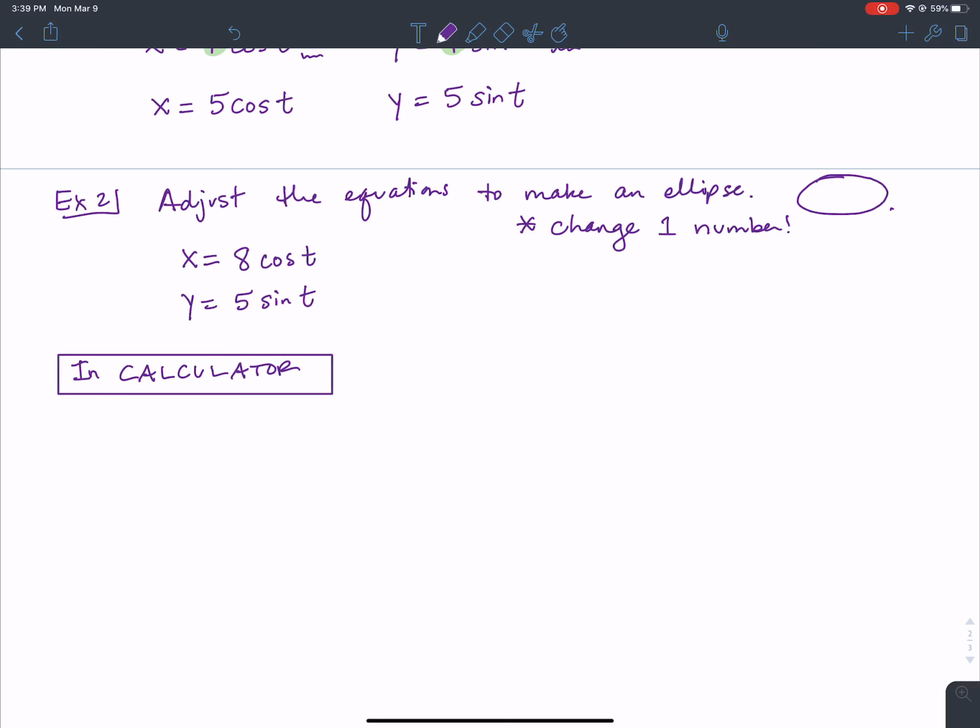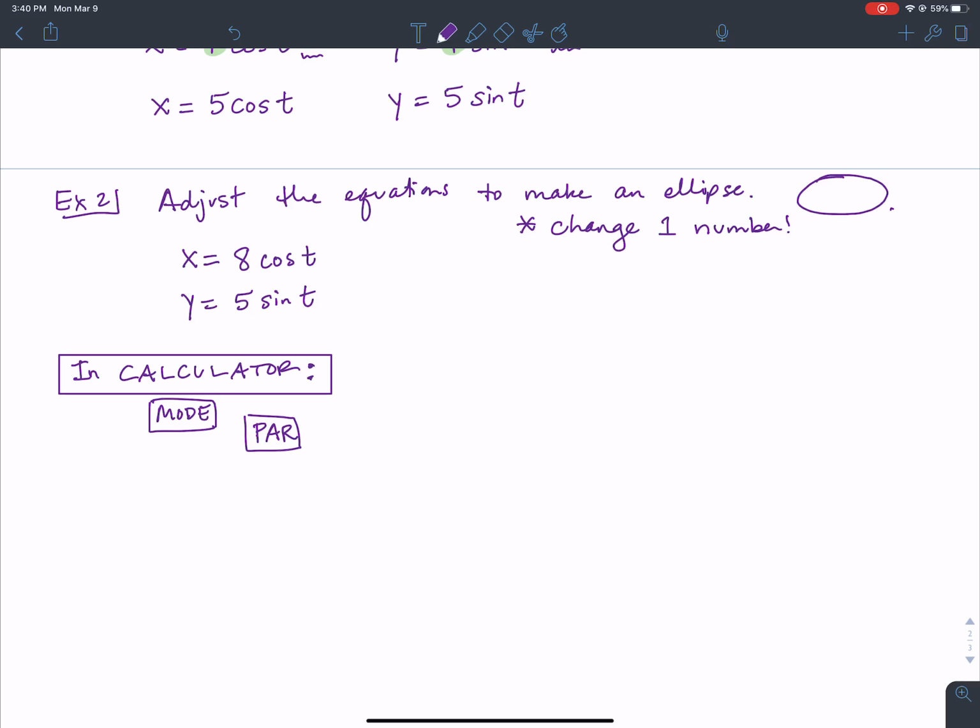I want you to go to the mode button. So go to mode. And in your calculator, under mode, you should see a section that gives you an option for function mode. And then there's a POL for polar. And then there's PAR for parametric. So I want you to select the PAR for parametric.